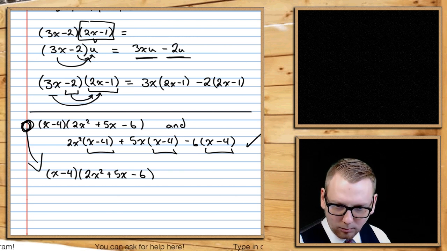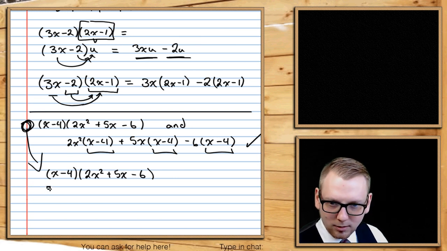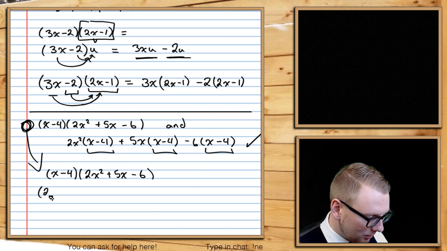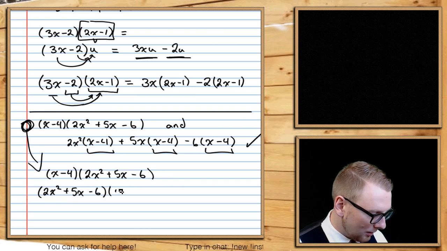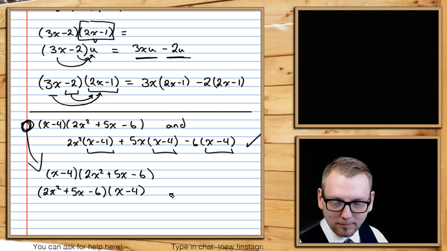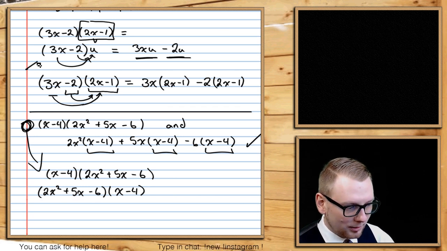We're just going to rewrite this to make it a little easier for you, because I want it to become the same as the other one. I'm going to write it in the other order, just so you can see. 2x squared plus 5x minus 6, then times x minus 4. Okay? Now do it the same as this one up top.